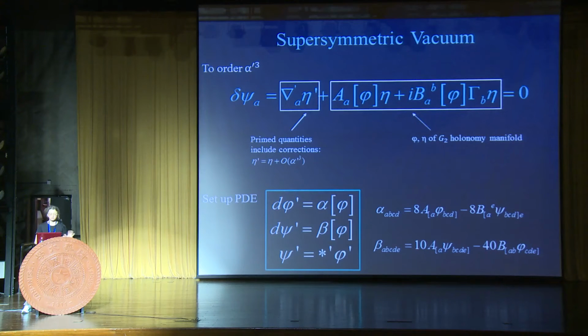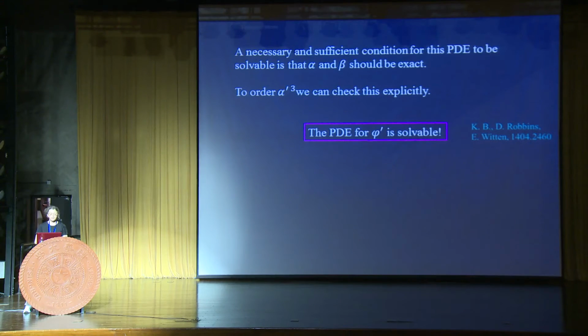Now, I'm going to use this phrase several times in my talk. It requires a little bit of G2 magic to actually show that that condition is also sufficient. So, to order alpha prime cubed, we can actually check explicitly that these forms are exact. So the partial differential equation for phi prime is solvable.